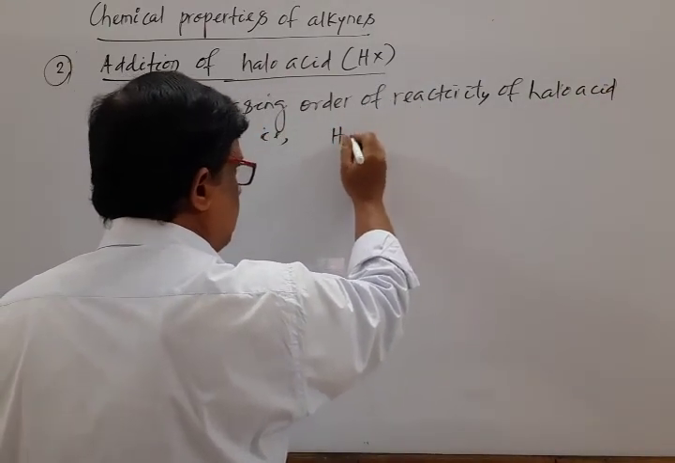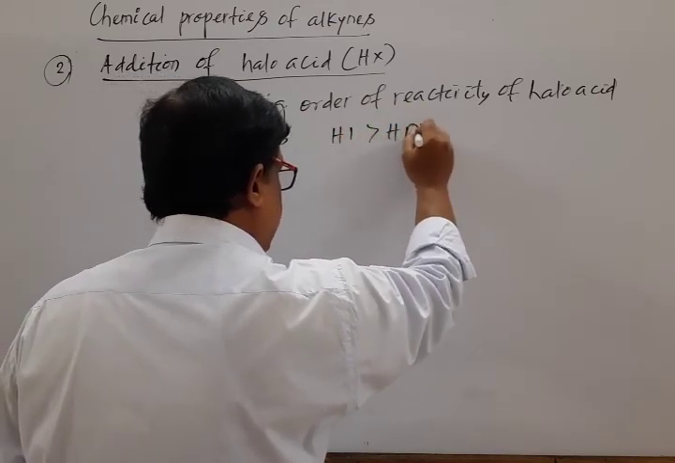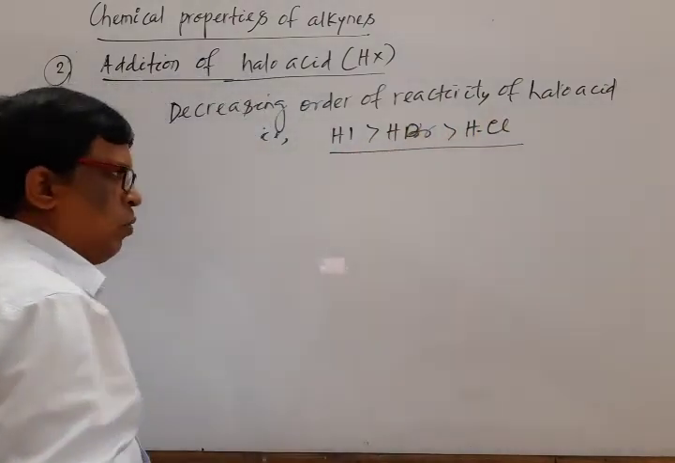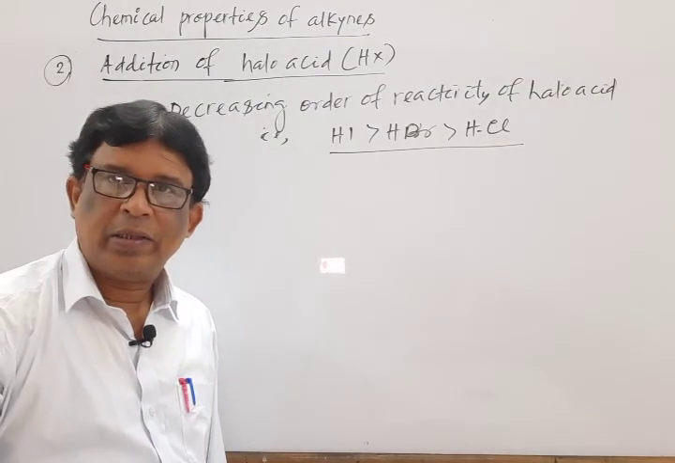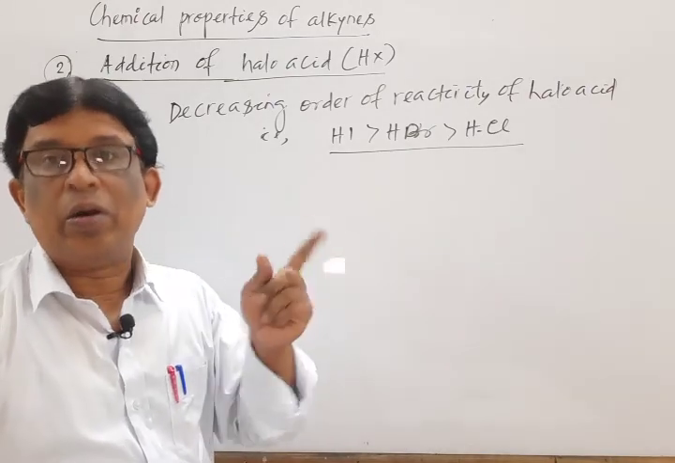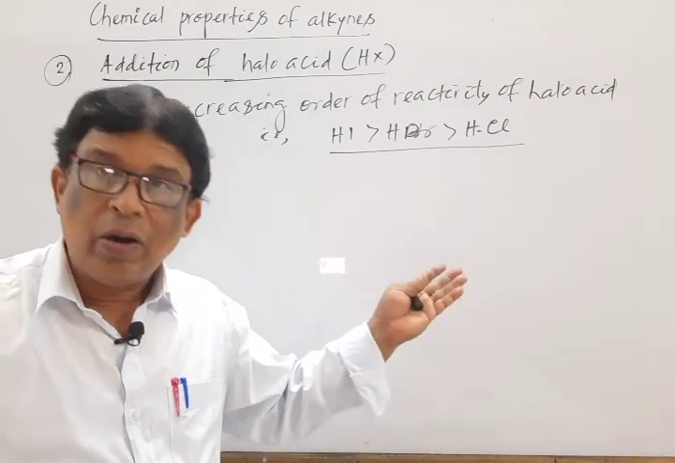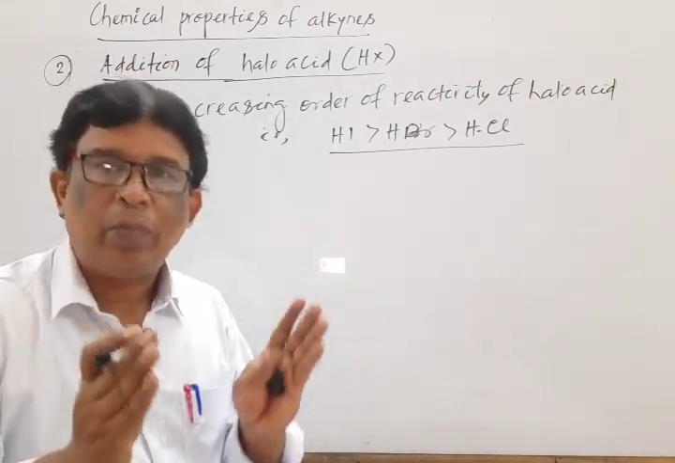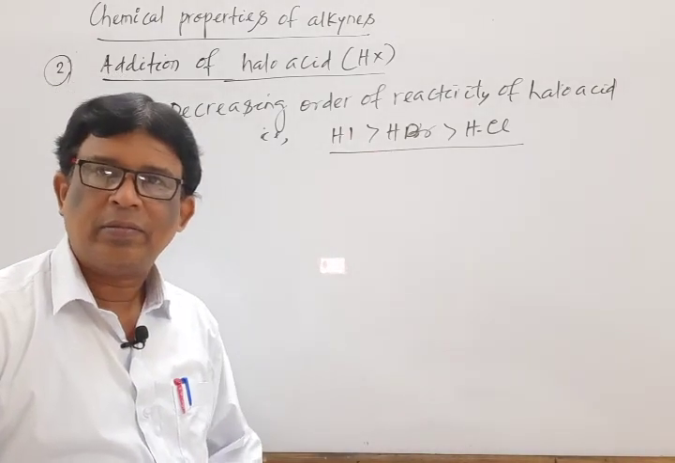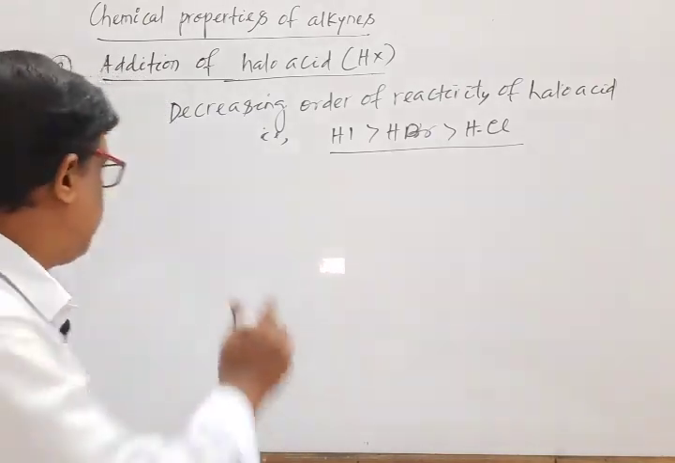The decreasing order of reactivity is HI, HBr, HCl. Hydrogen iodide possesses the highest order of reactivity. Okay? Because reactivity depends upon the bond strength. Bond strength is inversely related to bond length. The higher the bond length, the lower the bond strength, meaning the bond breaks easily and the reactivity is higher. Okay? So mark that. First we write the equation, then we write the statement.